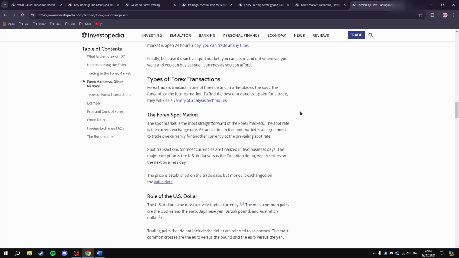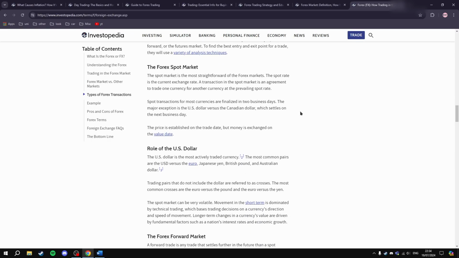Types of forex transactions. Forex traders transact in one of three distinct marketplaces: the spot, the forward or the futures market. To find the best entry and exit point for a trade, they will use a variety of analysis techniques.